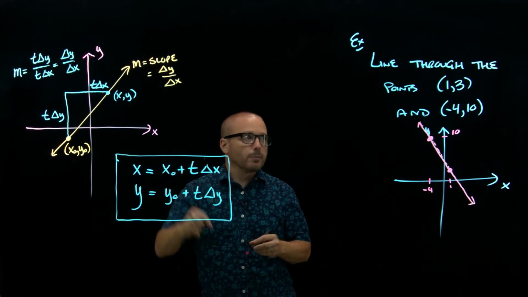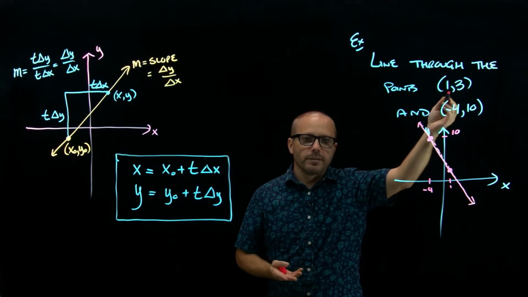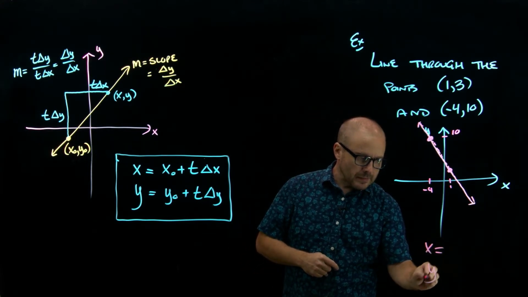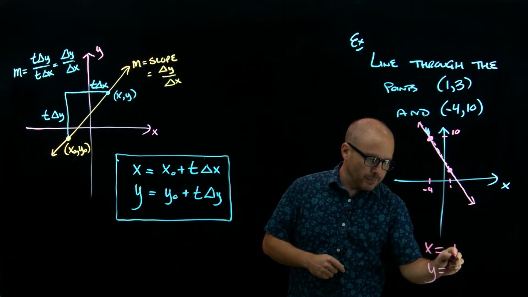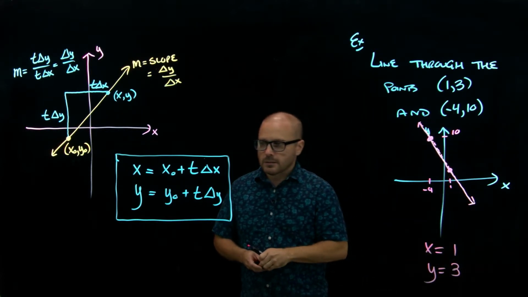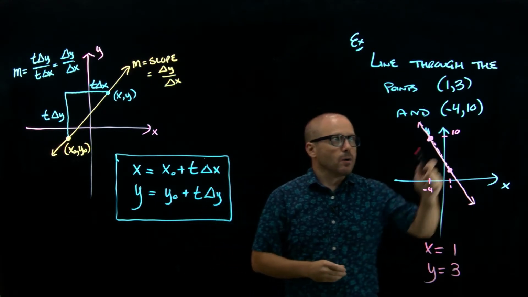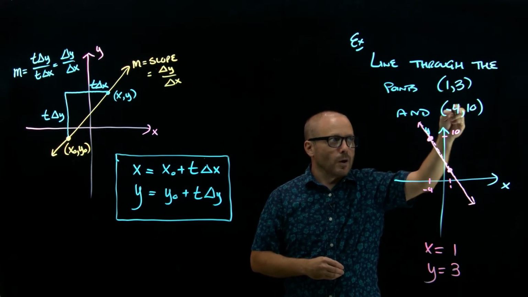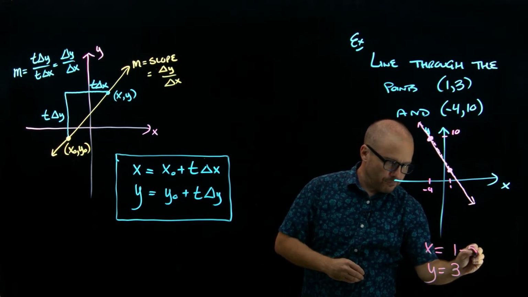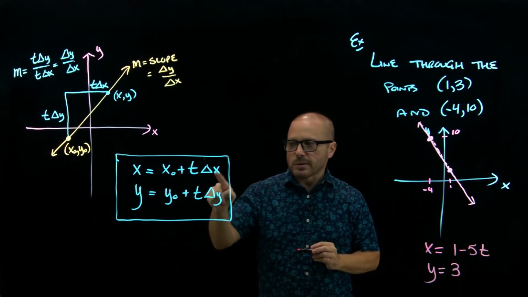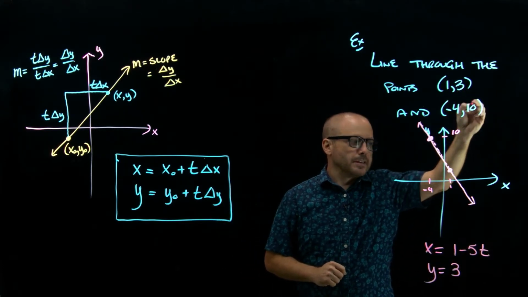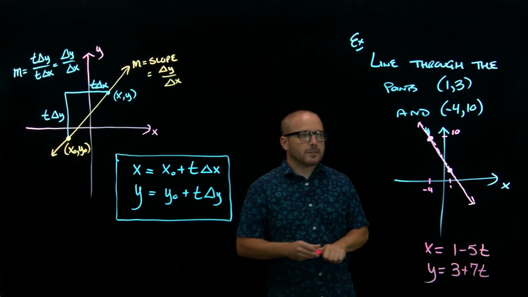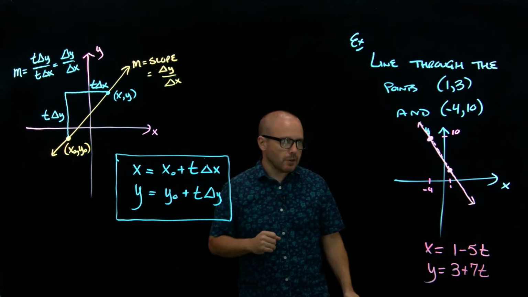Well, we need the starting point. Well, we have 2 points, so take your pick, whichever one you want to use. So let's say I want to start with the point 1, 3, for example. Now, what is my change in x and change in y as I go from point 1, 3 to point negative 4, 10? Well, to go from 1 to negative 4, you subtract 5. So that's my change in x. And to go from 3 to 10, you add 7. And simple as that, we have the parameterization of our line.